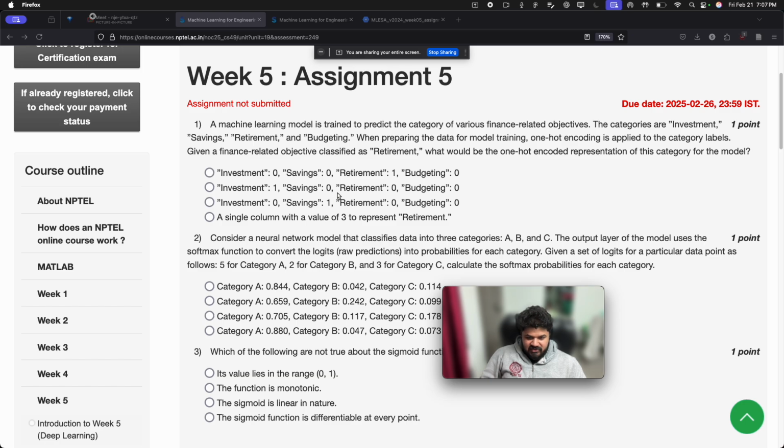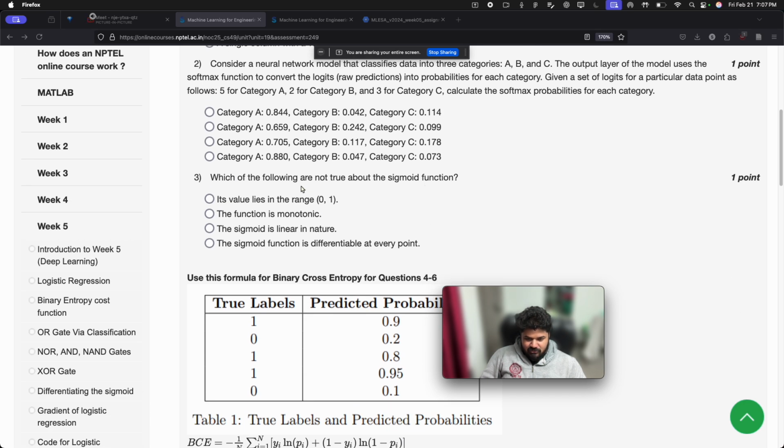I'm not discussing solutions, but let's see some simple questions. Which of the following is not true about the sigmoid function? From your perspective, what is the sigmoid function like? Between 0 and 1, it lies between 0 and 1. So the other options are for you.